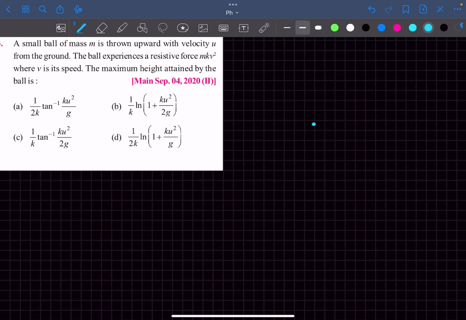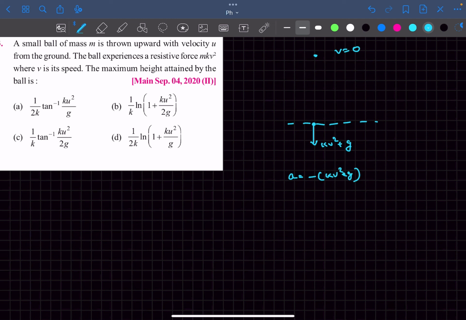So its resistive force is m k v square. So the acceleration of this ball is going to be k v square plus g. So we have to simply find the max height attained, and at the maximum height, the velocity will be instantaneously 0. So we know the acceleration of the particle is going to be minus (k v square plus g).